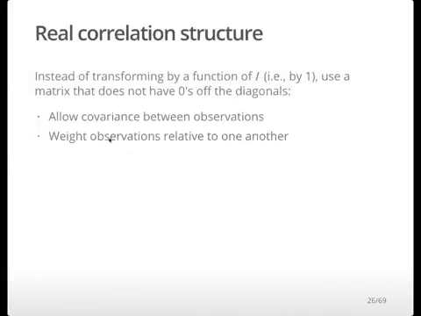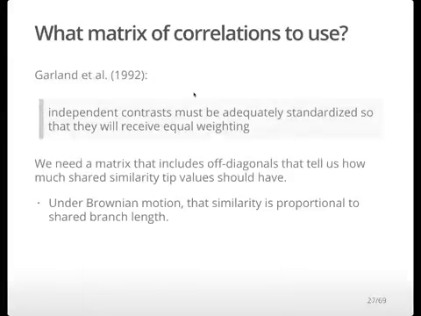All right, so let's look at a real correlation structure. We're not going to transform by a bunch of ones. We're going to put in things that don't have zeros in the off diagonals. This will basically allow us to have covariation between observations, and this will allow us to then weight them. This is essentially what we were doing with the squid data. We were allowing the variances in months that had the same value to be more similar to each other. That's all we were doing there, and that solved our problem of these exploding variances. Same idea here.